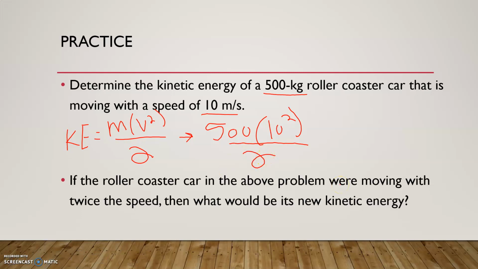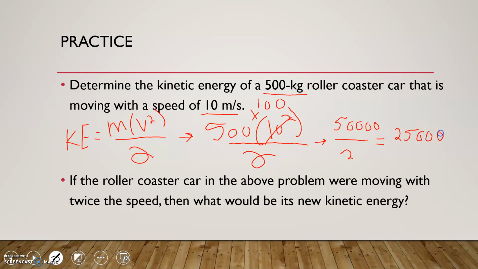So again, the first thing you do is you square your velocity. 10 times 10 is 100. And then you multiply your mass by your velocity squared. So 500 times 100 will give you 50,000. And then the last step is divide by 2, and you're going to get 25,000. And again, the unit for kinetic energy is joule.